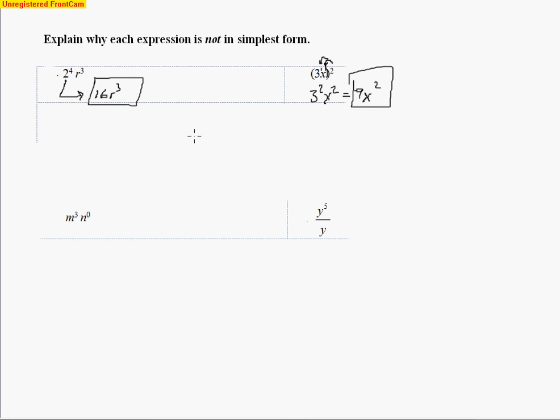So taking a look at the next one, the part that's not simplified is this right here, n to the 0. This equals 1. So it's just m to the 3rd times 1, which is just m to the 3rd power. And the next one, well, there's 2 bases that are the same, so I could go ahead and use the division property of exponents, and I'm left with subtracting those exponents to make y to the 4th power. So those are the types of problems that you'll see on your homework.